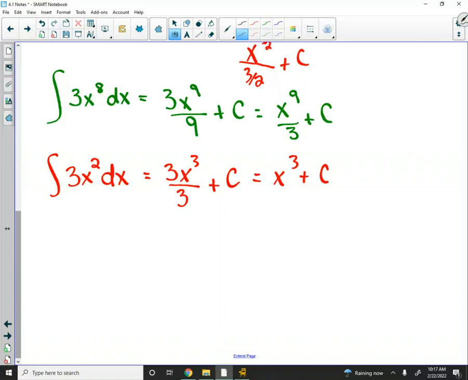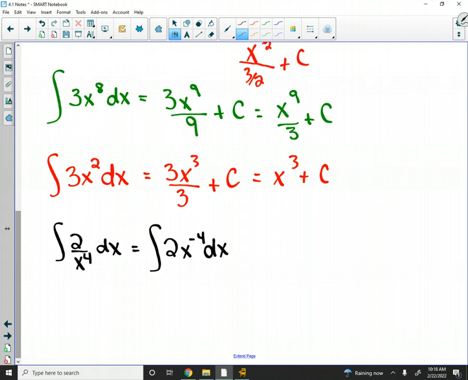Okay, let me show you one like this. Two over x to the 4th. Just like when we derived, we couldn't derive it until that x and the power were in the numerator. Same thing for integrating. We've got to rewrite it first. So if I rewrite it and I bump it up, it'll be 2x to the negative 4th dx.